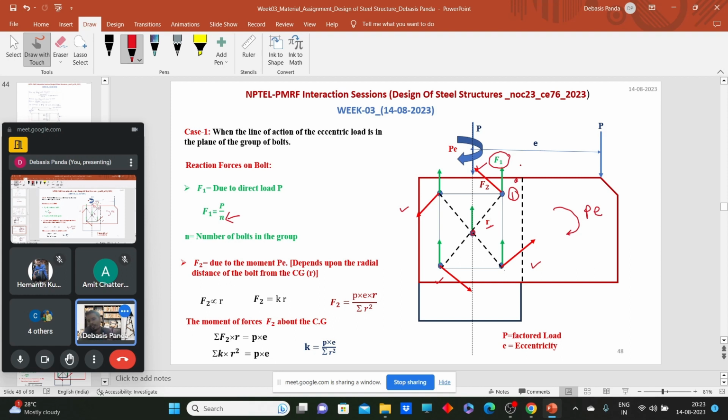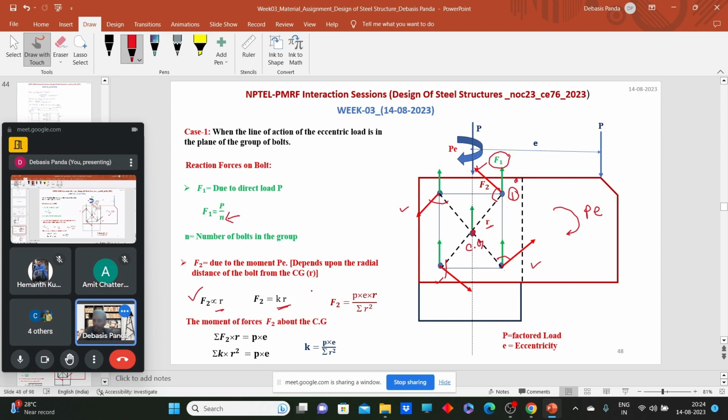Now how can we calculate the value of these F2 forces? What I said is these F2 are directly proportional to the radial distance, and these are applied perpendicular to the radial distance. That means this angle should be 90°, this angle should be 90°, this angle should be 90°, and this angle should be 90°. That means the series of F2 forces will act perpendicular to that radial distance from the CG. So F2 is directly proportional to R. What is R? That is the radial distance from the CG. Here this is the CG of the group of bolts, to that particular bolt where we are interested to find the forces. So F2 is equal to K into R, where K is some constant.